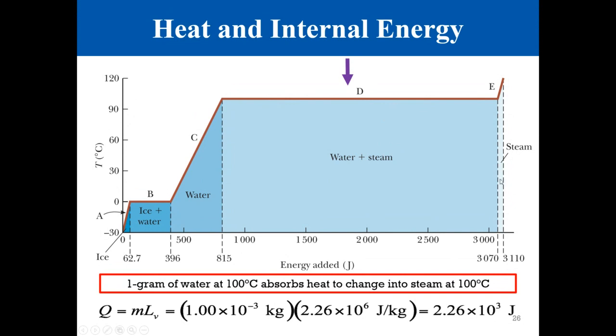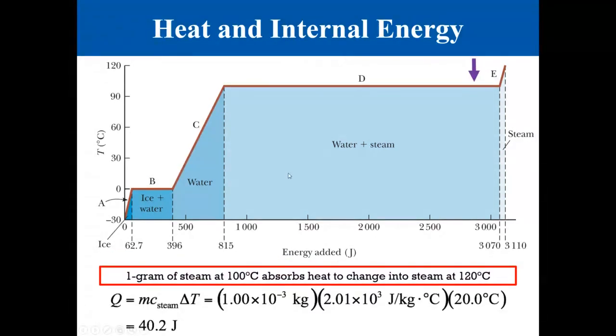The last process is process E, where the steam will be heated from 100 degrees Celsius to 120 degrees Celsius. So here we apply the first equation, Q equals mc delta T, and c now is c for steam, and delta T is 20 degrees. Mass, as before, is 1 gram, which is 1 by 10 to the minus 3 kilograms. We have to use SI units all the way. c for steam is 2010, which is 2.01 by 10 to the power 3. And delta T is 20. This is 40.2 joules.